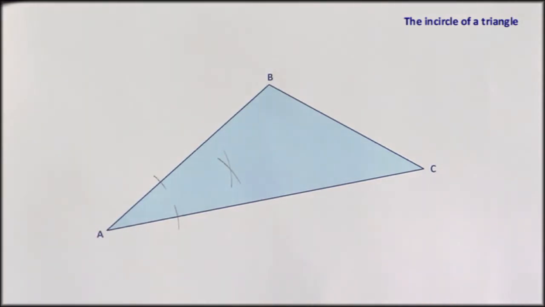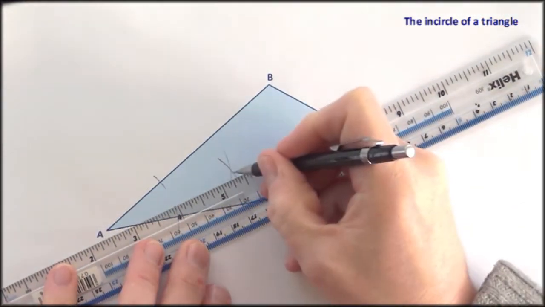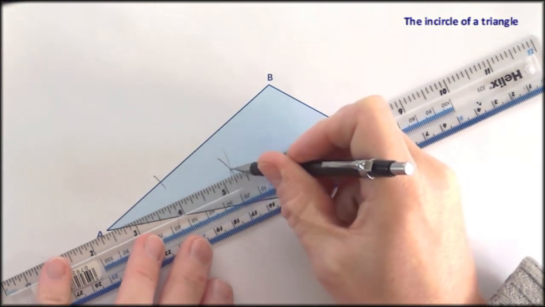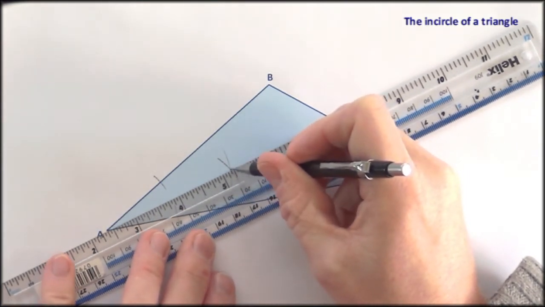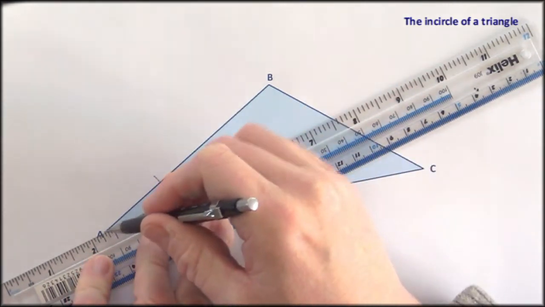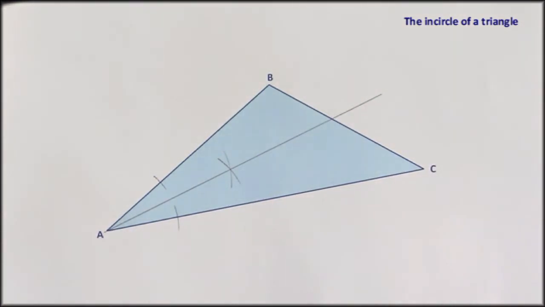Okay, and those two crossed arcs give me a point on the angle bisector, and as usual I'm going to draw these as I go, so that I don't get confused as the diagram gets more complicated. Okay, there's the first one. So that's the angle bisector for angle A.